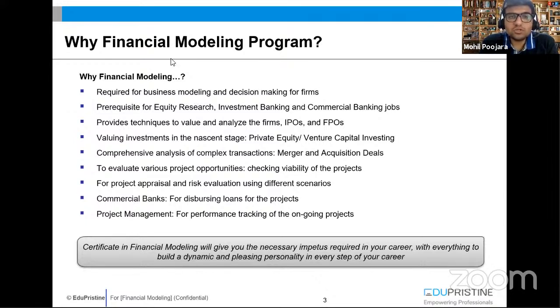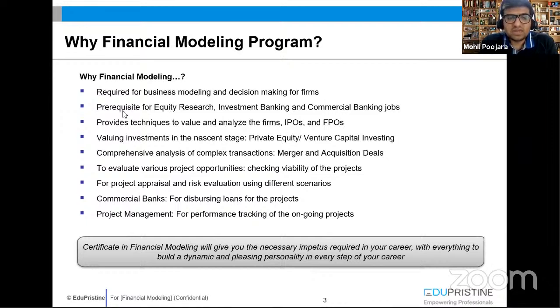So the first and foremost reason why financial modeling is required is that it is required for business modeling and decision making in firms. Any firm, before making a decision, we don't make decisions based on gut feel anymore. In today's world, with more and more data becoming available, more and more decision making is being driven by numbers. And in order to make decisions based on numbers, financial modeling is one of the most important skill sets.